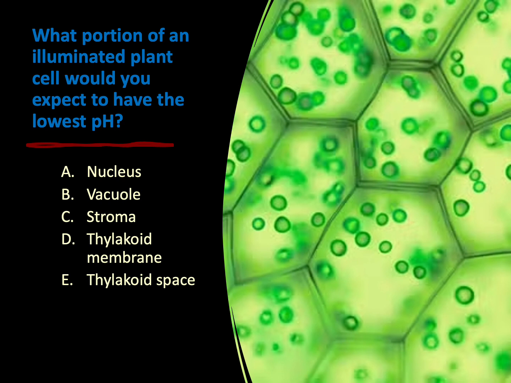Hopefully you're illuminated enough to guess E, the thylakoid space, right? So again, that's where you have the highest concentration of protons. So high H plus concentration means a low pH. So it's a very acidic environment, in other words.